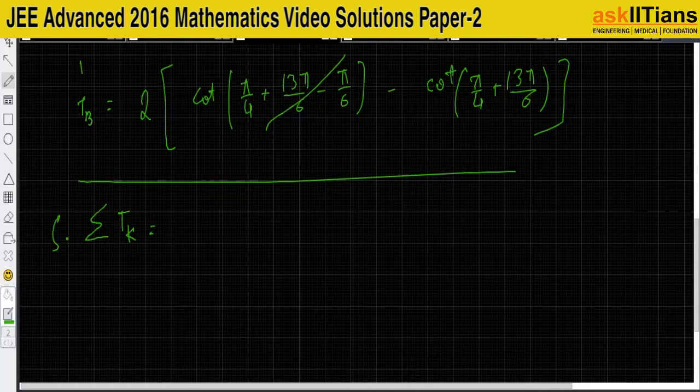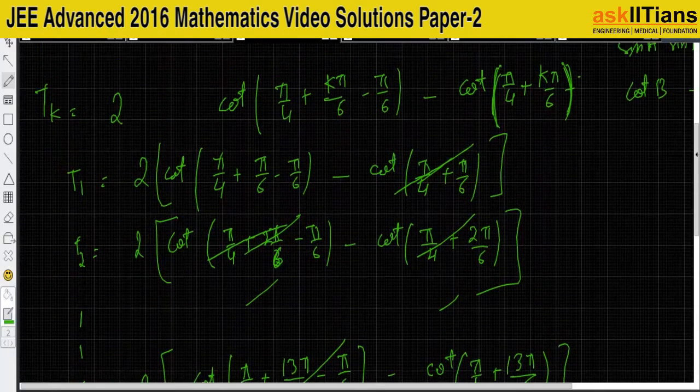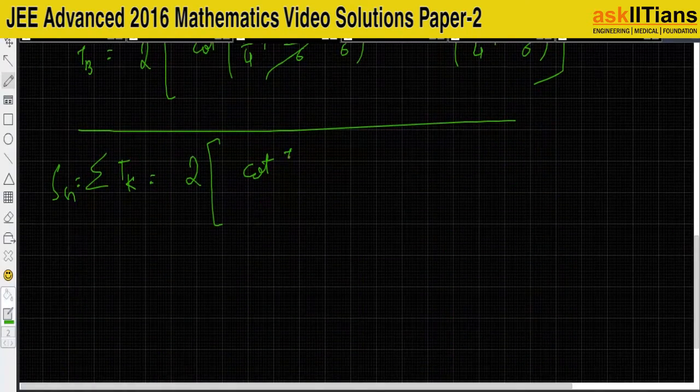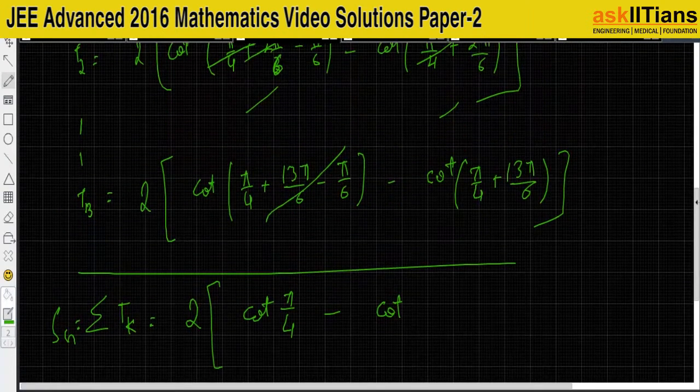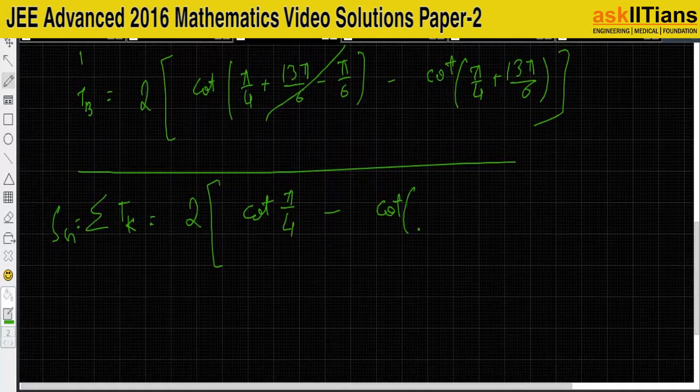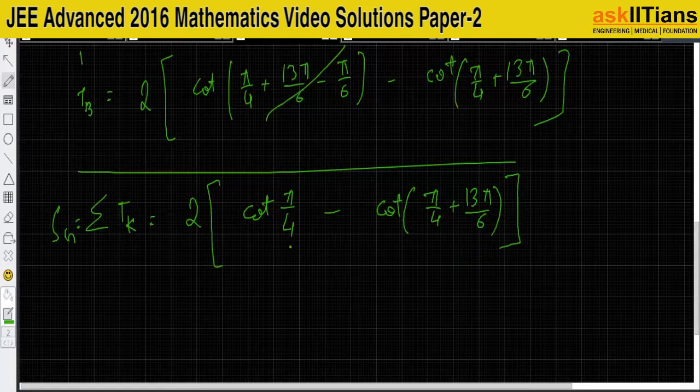This will be Sn, actually. So our required summation will be 2 times cot of the first term that is remaining, that is cot pi by 4, minus cot of... I'll get cot of pi by 4 plus 13 pi by 6. Now we need to simplify this.